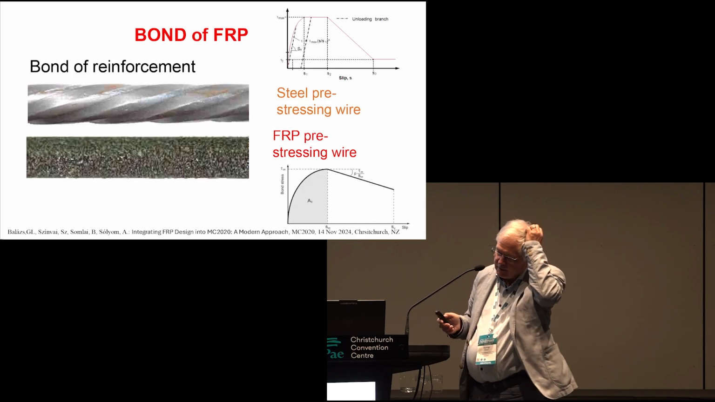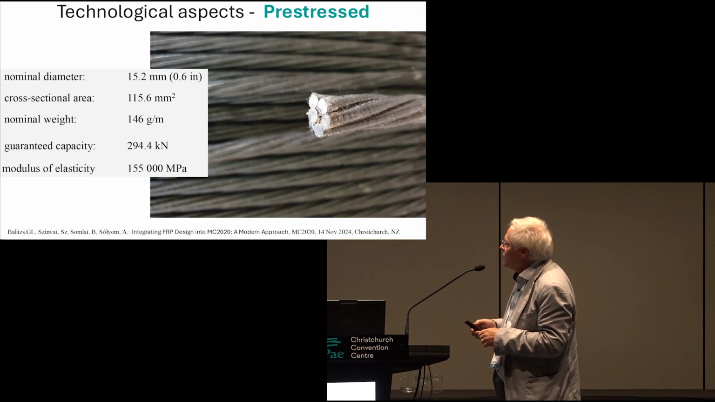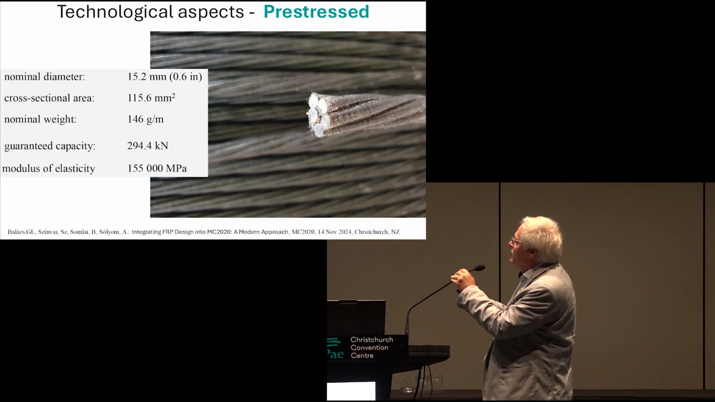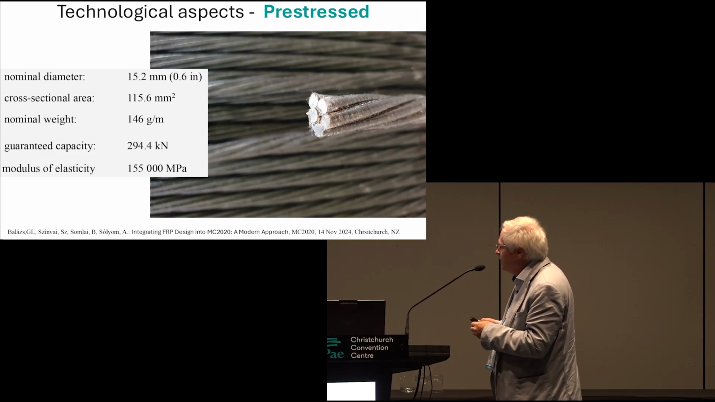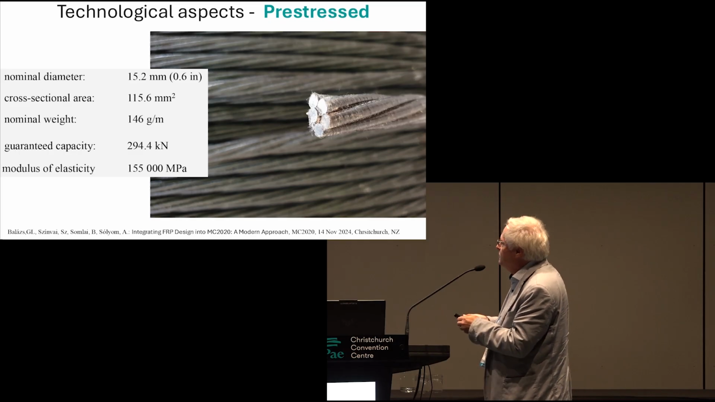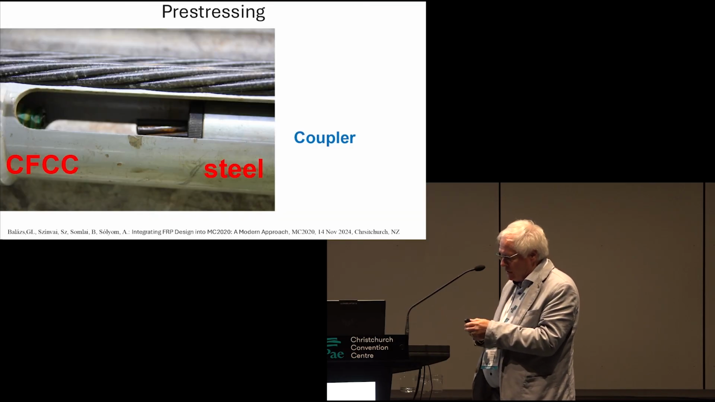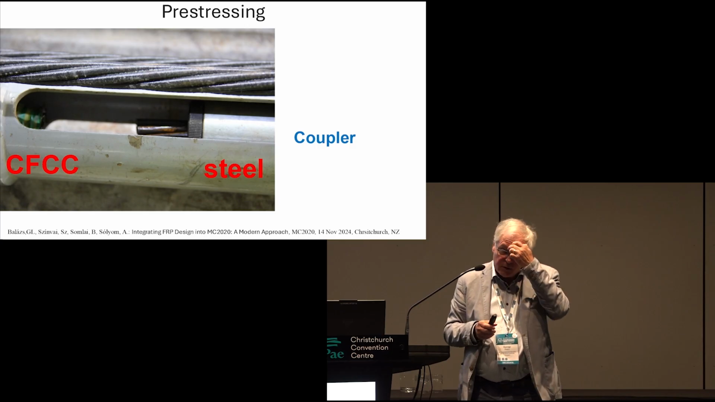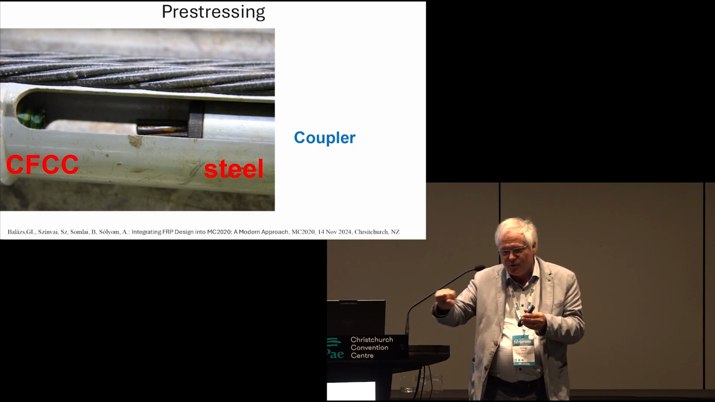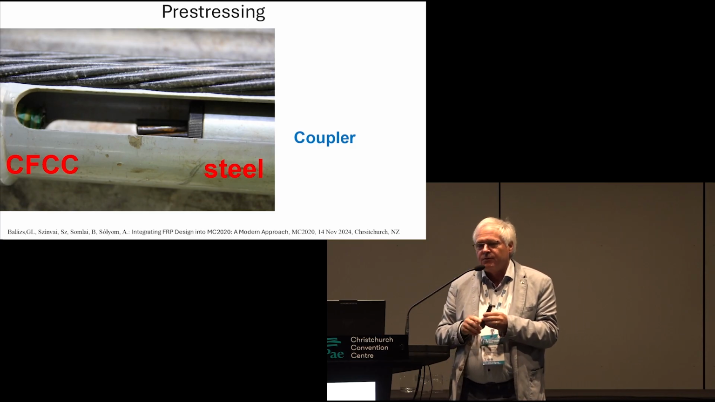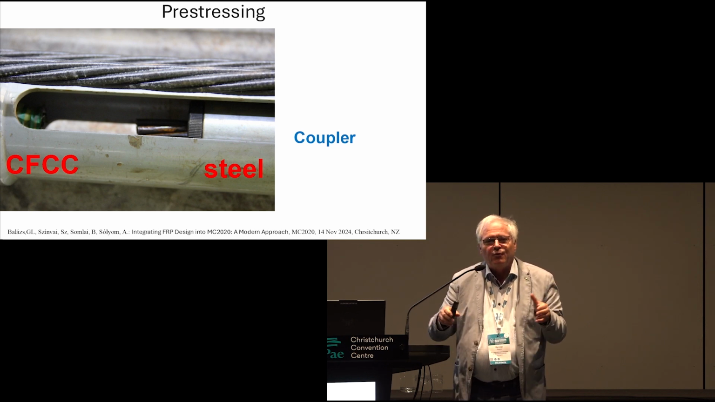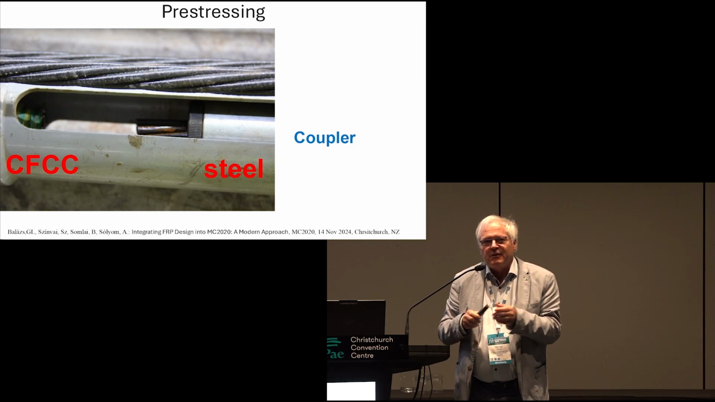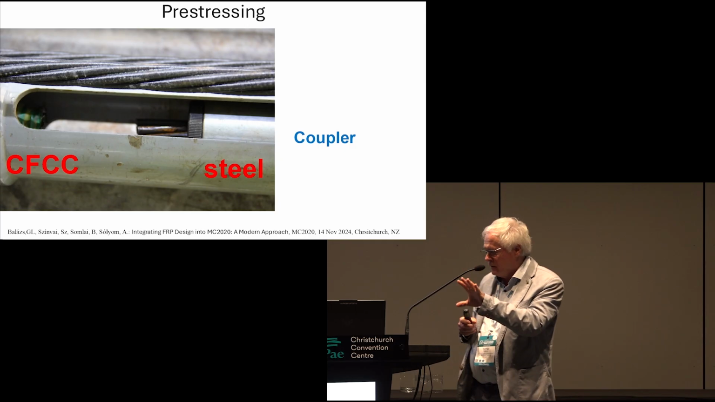That is a very important aspect. You can see some values from one of the CFRP pre-stressing strands if you want to use it. The technological aspect is very important because you cannot just catch the pre-stressing strand if it is an FRP and try to apply force in the pre-stressing element because you can destroy the FRP.